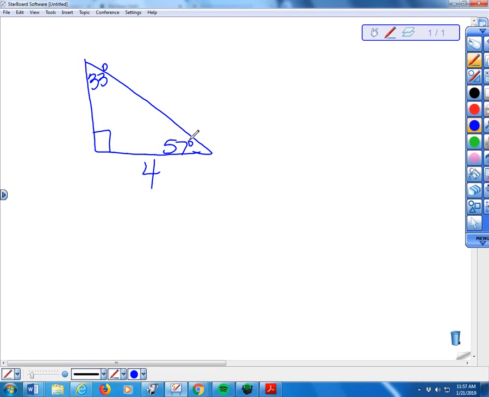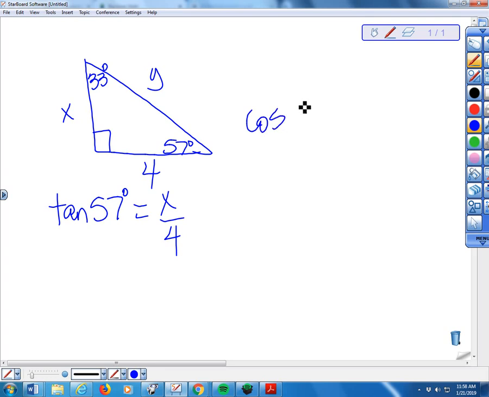Right? I could say, to find this side length, let's call this x, and this y, I could use a trig function. Here I would use tangent. Right? And then to find y, I could use cosine of 57, or I could use sine of 33. Okay, this is why we learn trig functions, is so we can solve lengths of triangles.